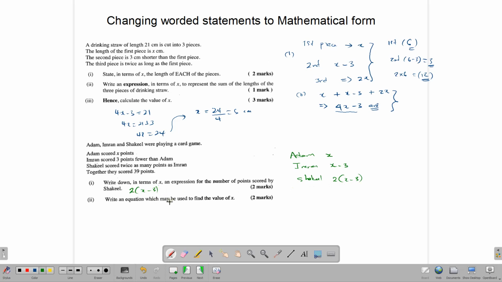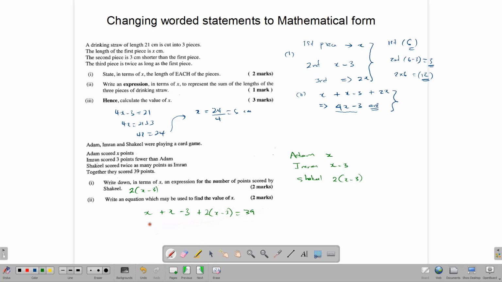Write an equation which may be used to find the value of x. So here we're not actually being asked to solve it. We're simply being asked to write down the equation. Now we know that the three boys scored together 39 points. So Adam's points plus Imran's points plus Shakil's points gives us x plus x minus 3 plus 2 times x minus 3 gives us 39. Again, you could leave it there or you could simplify it.